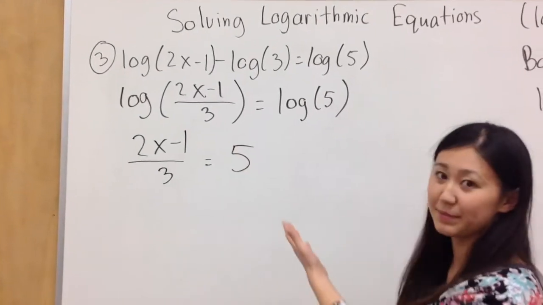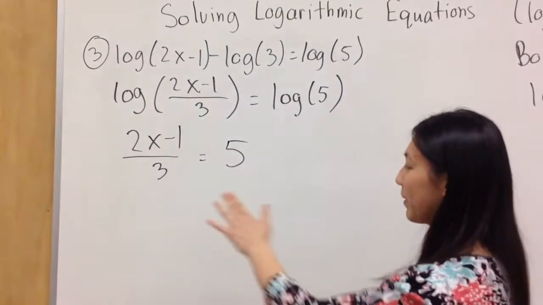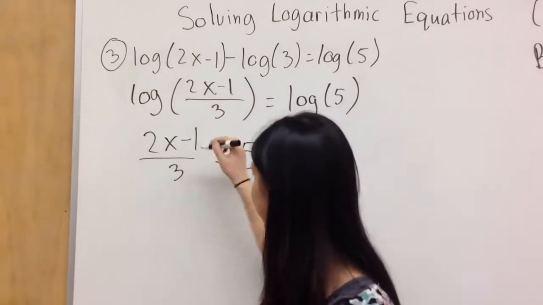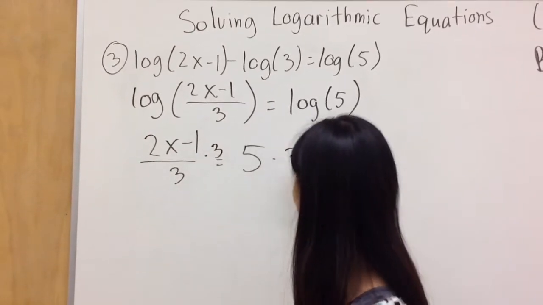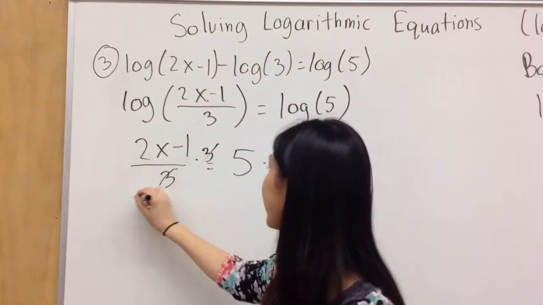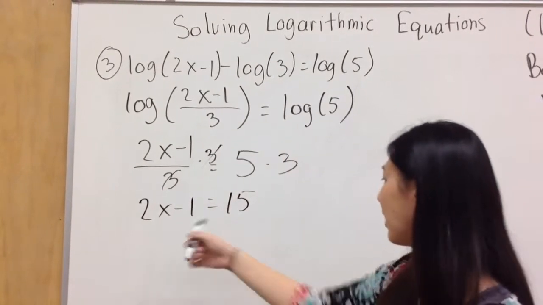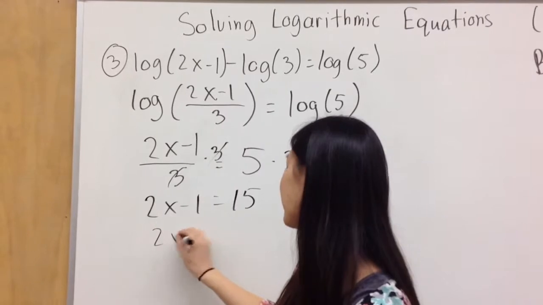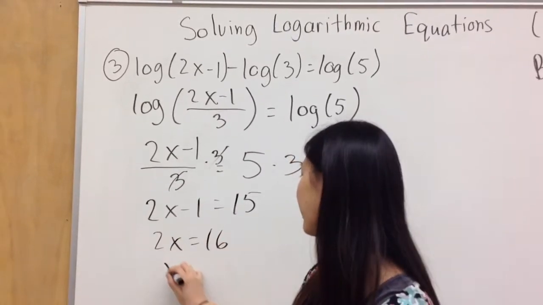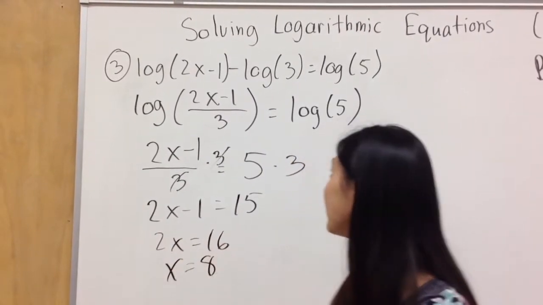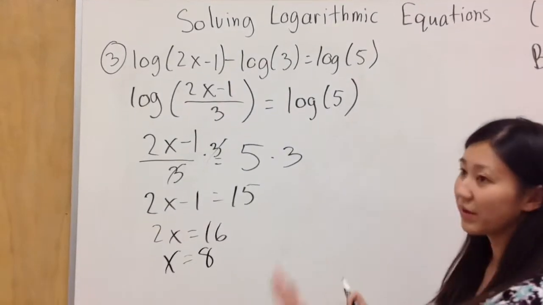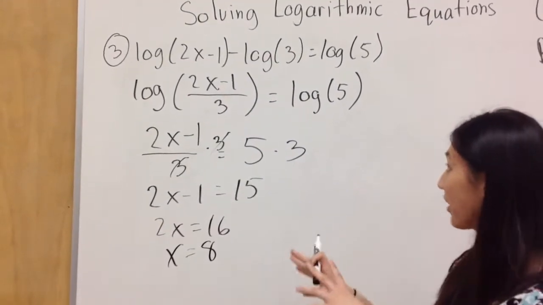And we're just getting x by itself now. So we need to multiply it by 3 on both sides. So those are going to cancel each other out. We get 2x minus 1 is equal to 15. Add 1 to both sides here, so 2x is equal to 16, divided by 2, so that means x is equal to 8. Now once again, we do want to make sure that this is still correct.